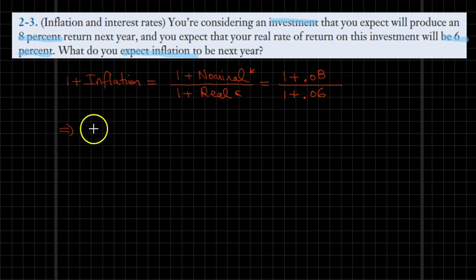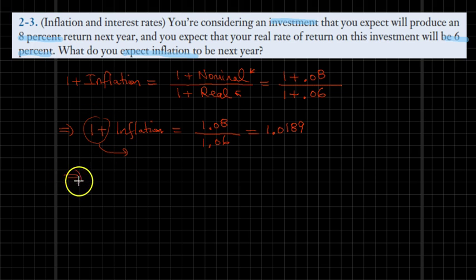So, therefore, 1 plus the inflation rate is equal to 1 plus 0.08, which is 1.08, divided by 1 plus 0.06, which is 1.06. You divide these two numbers and you get 1.0189, up to 4 decimal places of accuracy.